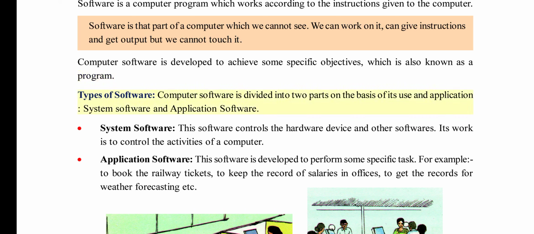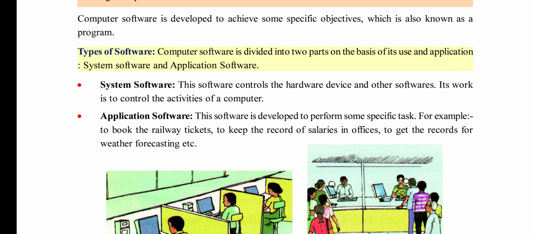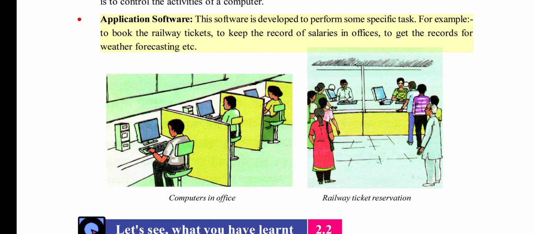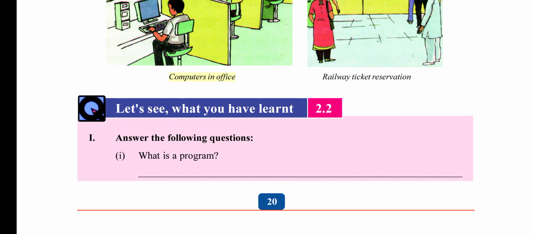Types of software. Computer software is divided into 2 parts on the basis of its use and application: system software and application software. System software. This software controls the hardware device and other softwares. Its work is to control the activities of a computer. Application software. This software is developed to perform some specific task. For example, to book the railway tickets, to keep the record of salaries in offices, to get the records for weather forecasting, etc.